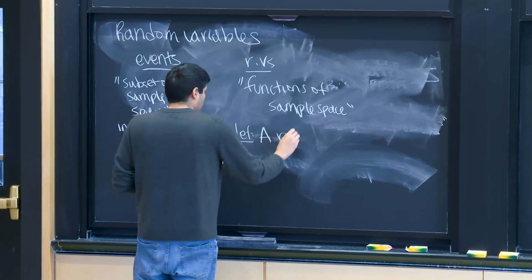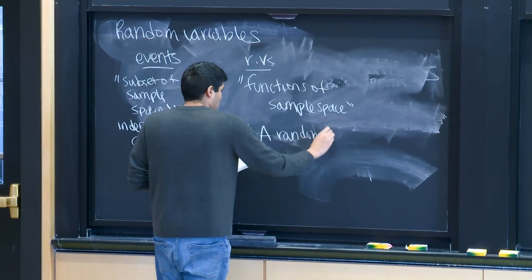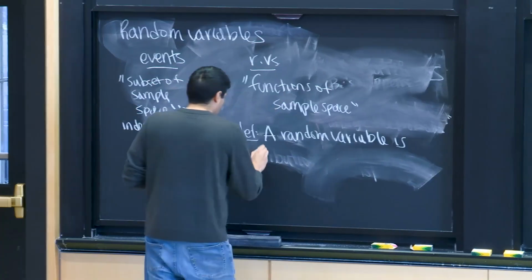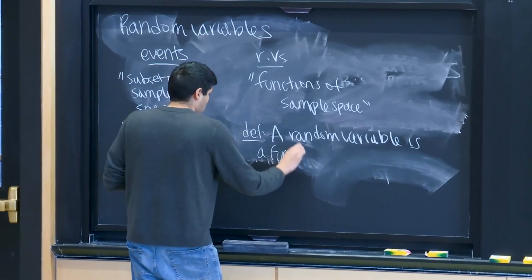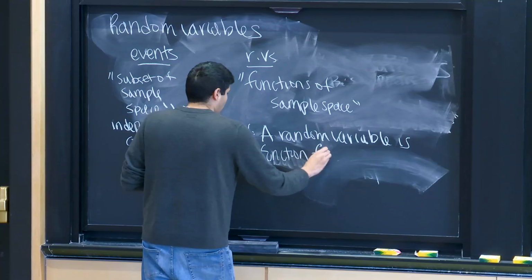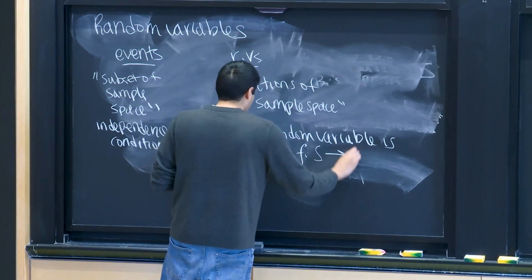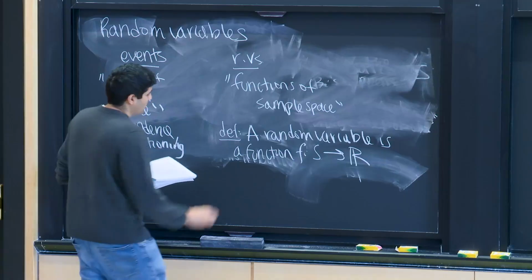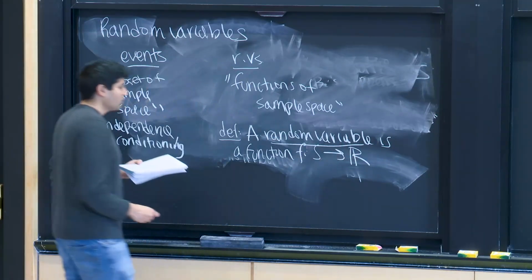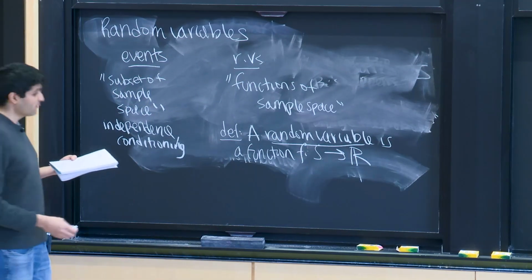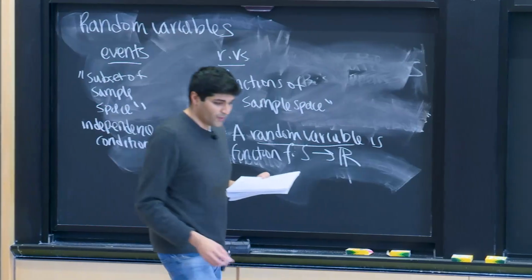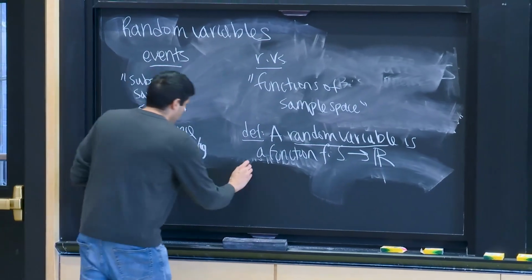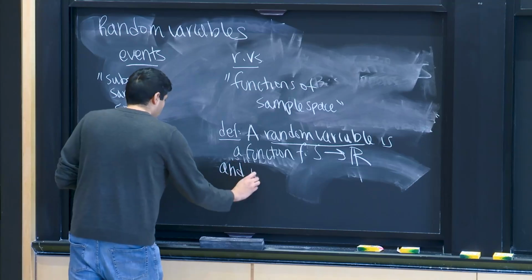So a random variable is a function f that goes from my sample space and ascribes to each outcome some real value. And in fact, we'll be interested in a lot of properties of random variables. So one of the most useful and ubiquitous properties is called its expectation. So let's just define that now too.